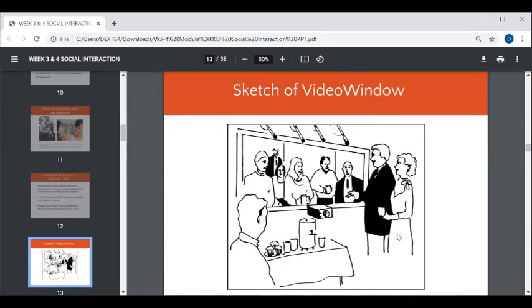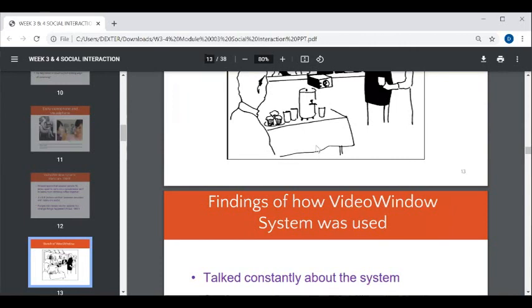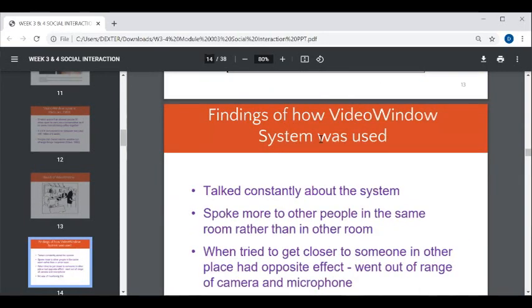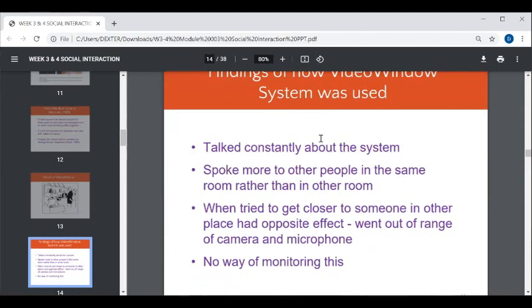This is a sketch of a video window. Findings of how the video window system was used: people talked constantly about the system. They spoke more to other people in the same room rather than in the other room. When trying to get closer to someone in the other place, it had the opposite effect when out of range of the camera and microphones, so there was no way of monitoring this.